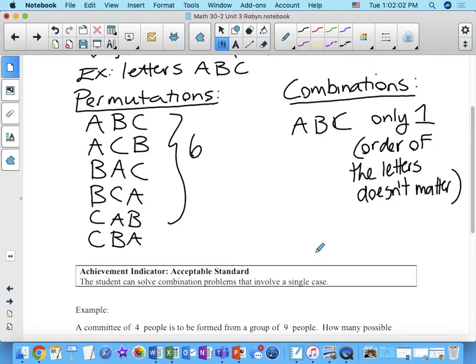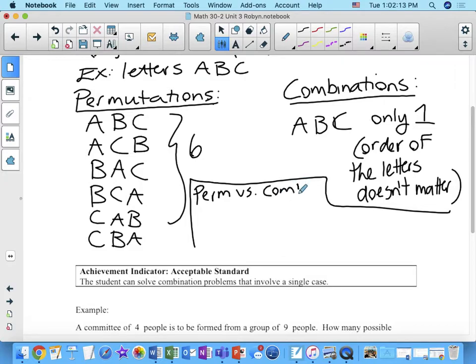That's a permutation. Okay, so perm versus com, maybe. And we'll talk more about this tomorrow, but is order important? That's something you want to ask. Do the objects go to different places?